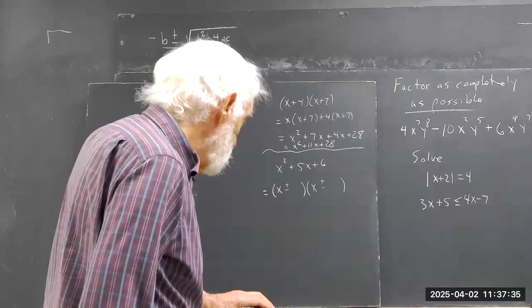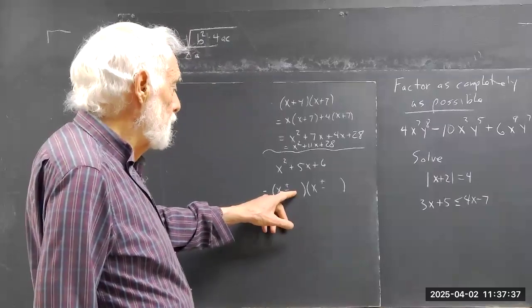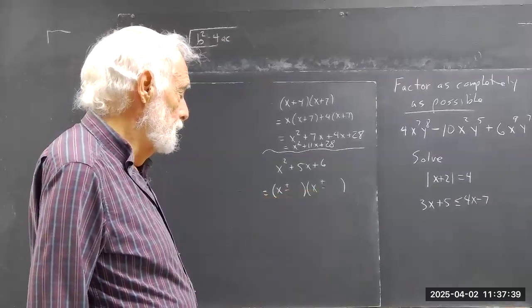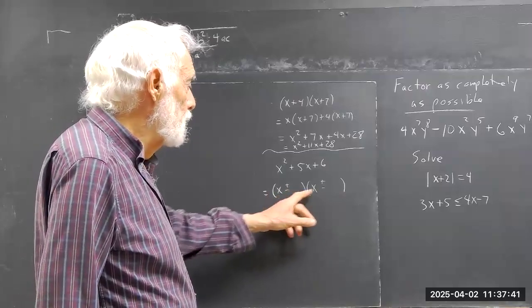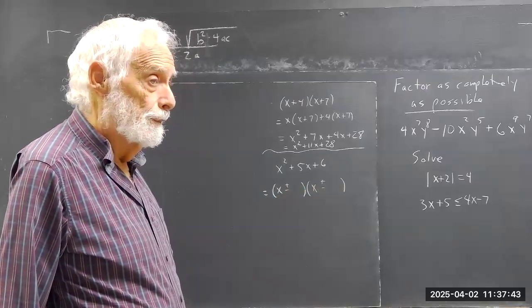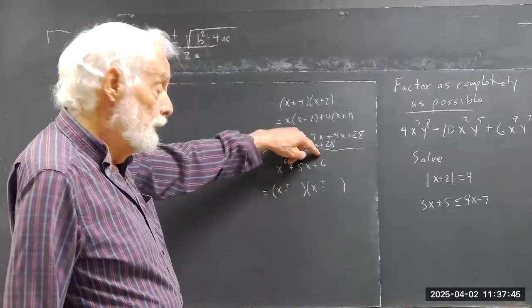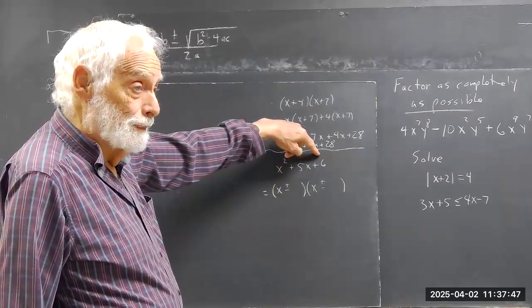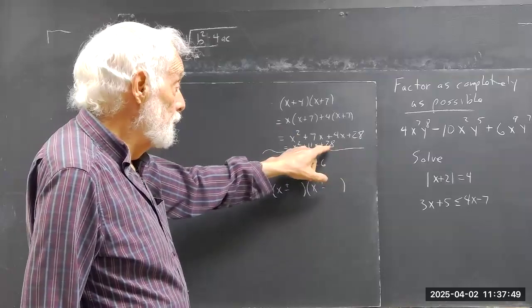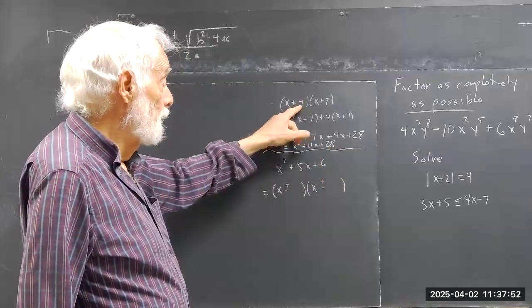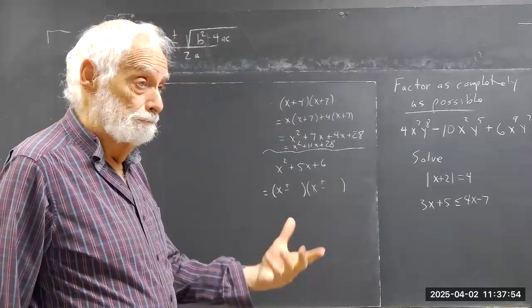Okay. Well, I can put x plus or minus some number here and x plus or minus some number here. What do I know about these two numbers? Well, if I multiply them, they're going to give me 6. Right? Like, how did I get the 28 here? I multiplied this number by this number. Okay.